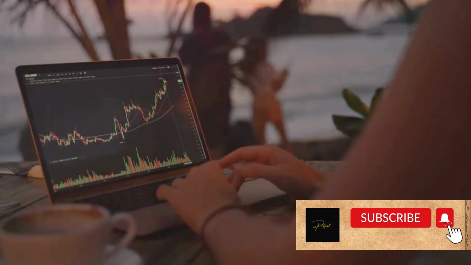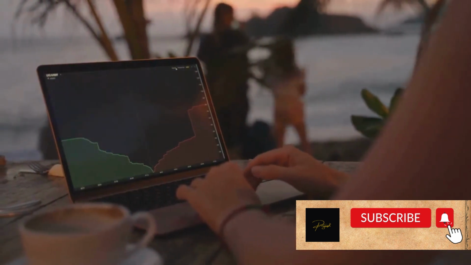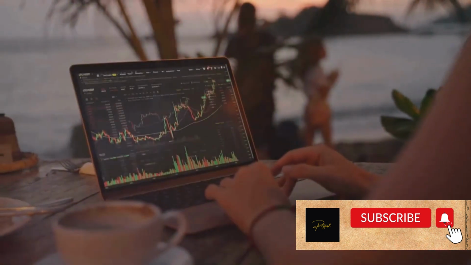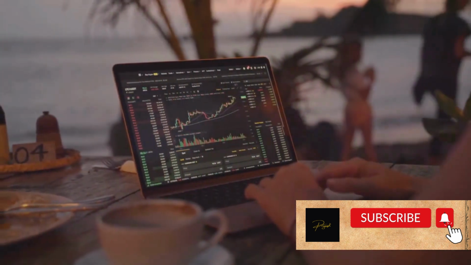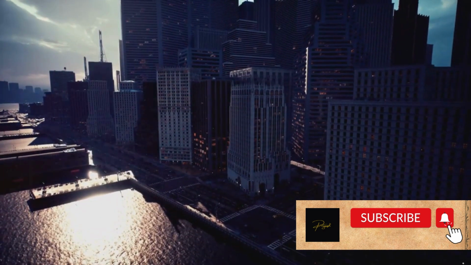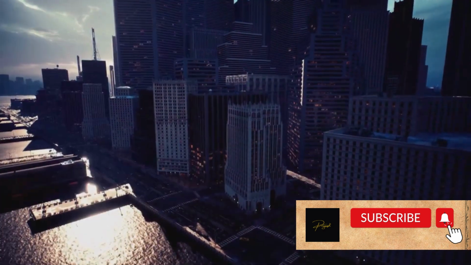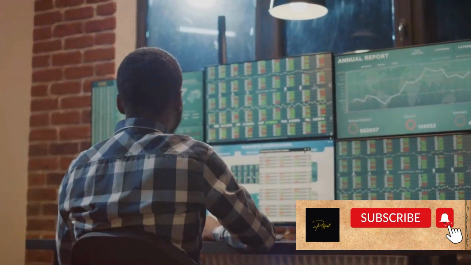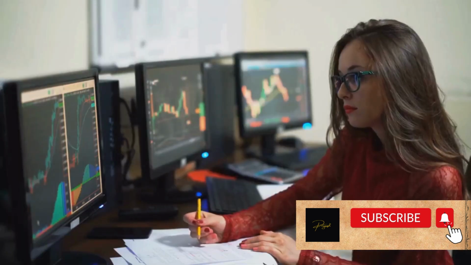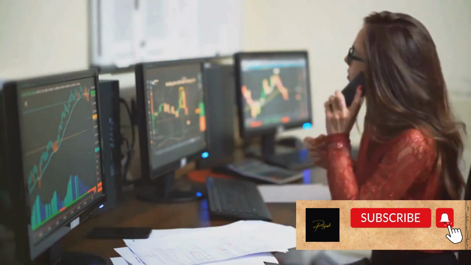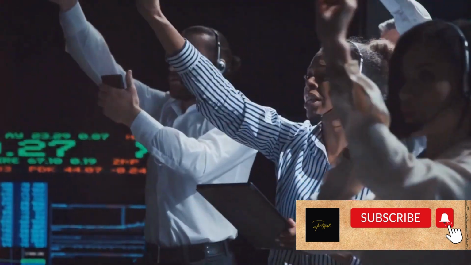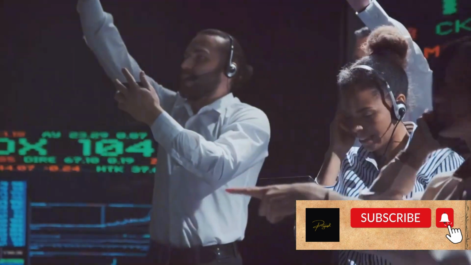Practice is key. The more you use them, the better you'll understand their nuances, and the more effectively you'll be able to apply them in your trading decisions. But don't stop here. The world of trading is vast and constantly evolving. Continuous learning is the hallmark of a successful trader, so keep practicing, keep learning, and you'll continue to improve your trading skills. Your journey to becoming a professional trader has just begun.